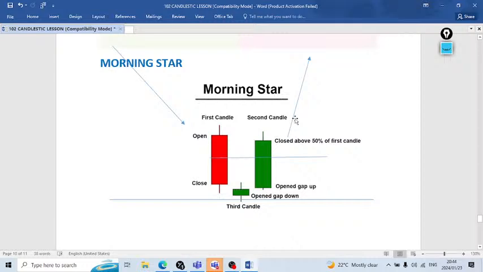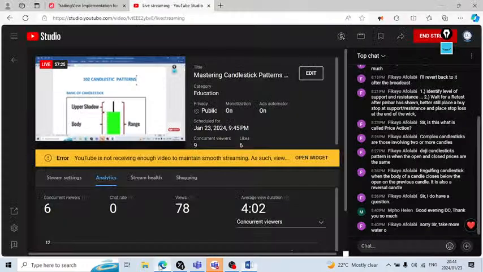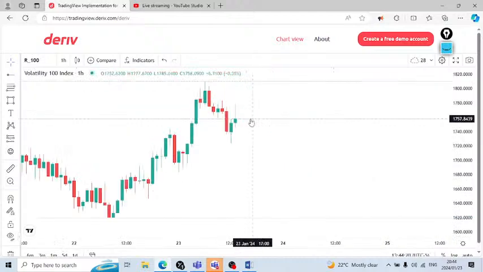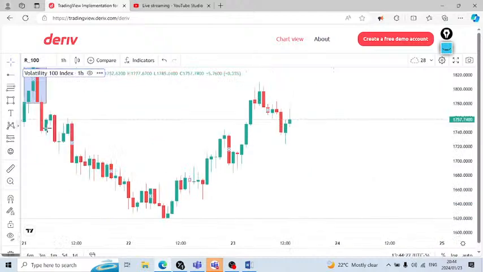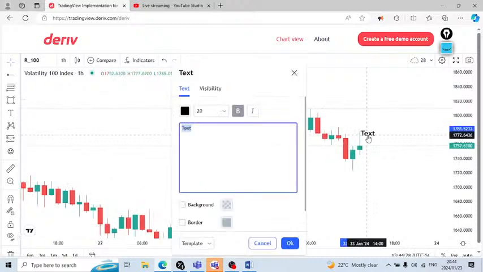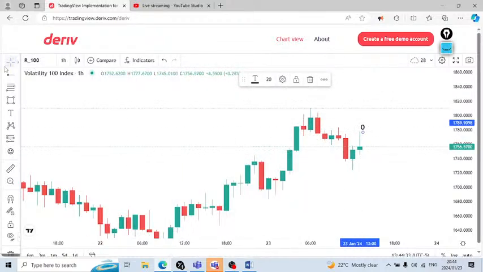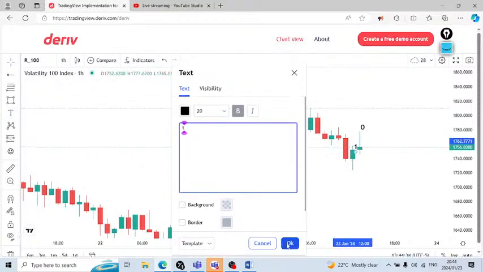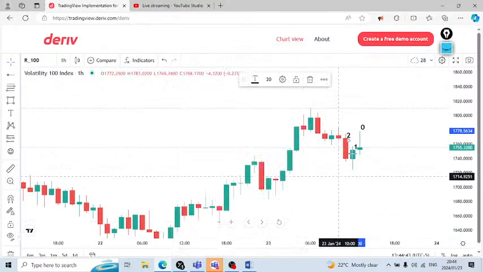Let me tell you something that might be important. I also code and make robots. When we are numbering or identifying candlesticks from the chart, when we are coding, the current candlestick is called 0, the next candlestick is called 1, and the next candle after that is called 2. So they're numbered going backwards.